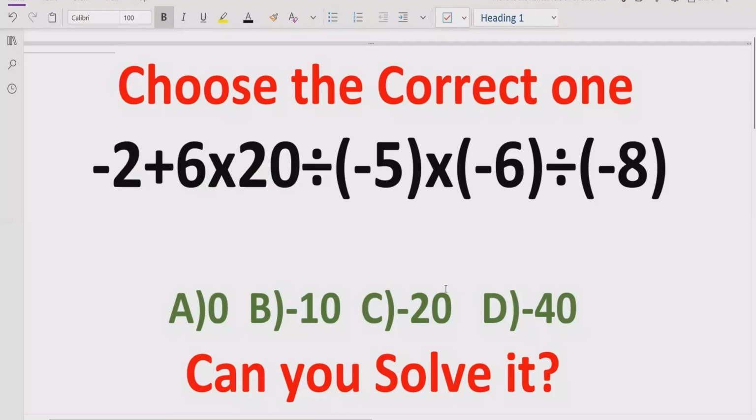And today we will solve another quiz which is related to arithmetic expression. The quiz contains the basic operations: minus, plus, multiplication and division. So we have to solve this quiz using the PEMDAS and BODMAS method and find out the correct answer. In the answer list we have four answers. A is 0, B is minus 10, C is minus 20 and D is minus 40. So let's see after solving it which answer is correct.